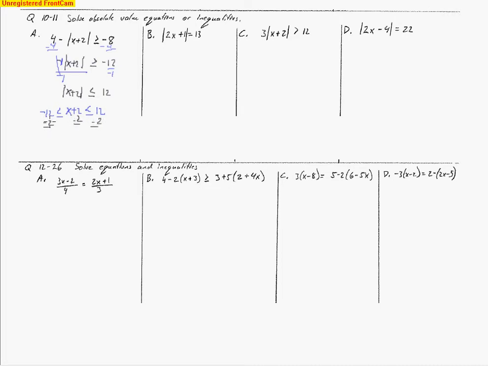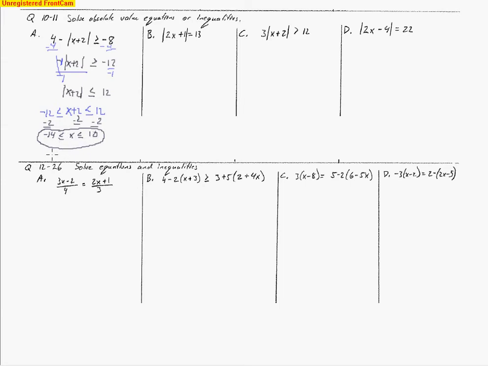So when we do that, we're left with a negative 14 is less than or equal to x, which is less than or equal to 10. That's our answer right there. So the key is make sure that you have the absolute value isolated, and with inequalities you're going to end up with those inequality signs.